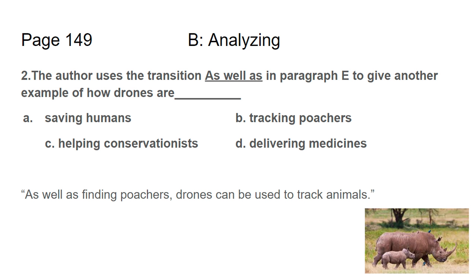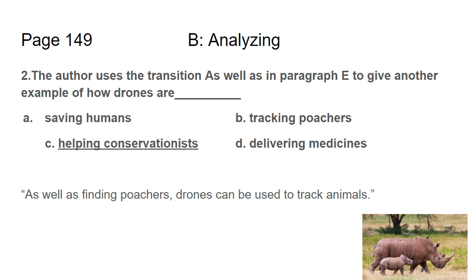Okay, so which one is the best choice here? Finding poachers and tracking animals. Does that save humans? I don't think so. Tracking poachers? We're not tracking poachers. B? No, we're tracking animals. Okay, delivering medicines. That's got nothing to do with medicines, right? So the answer is C, helping conservationists. Okay, finding poachers and tracking animals. Those are both ways that drones can help conservationists.